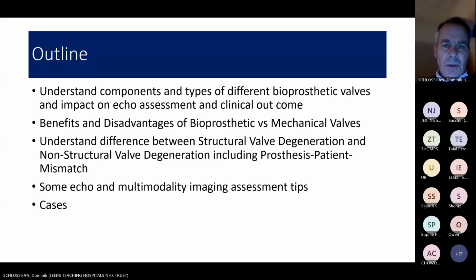And we're going to talk about what prosthetic valves actually are. Mainly, I will focus on bioprosthetic valves, but we really want to see what the components are, and how that has some implication on the clinical outcome.